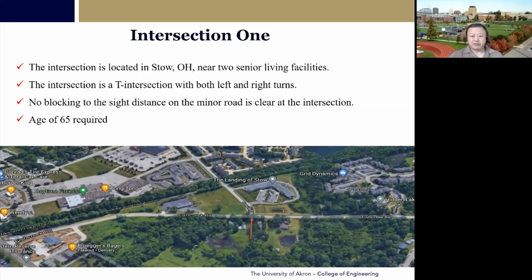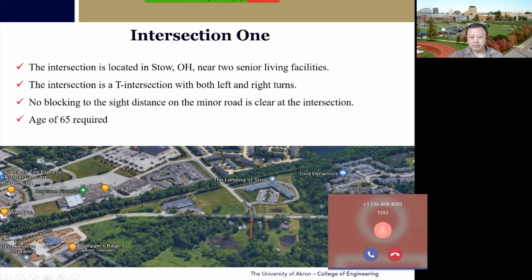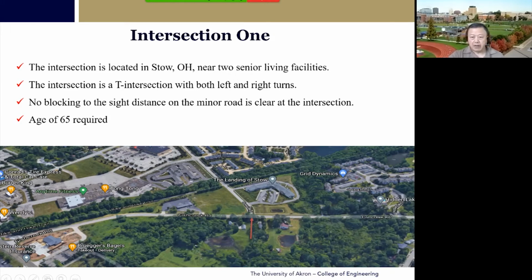So we looked at a couple of intersections. This is a T intersection, as the red arrow shows. And here is the senior citizen compound, and you can see it's very close to the intersection. Many people come out of there. Now in Ohio, I guess every state may be different, certain places have an age limitation. You have to be 65 before you're able to live there. So this is one such place.